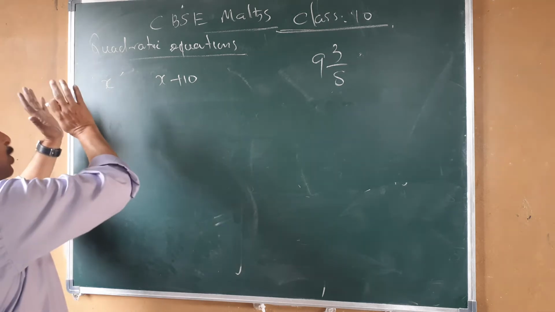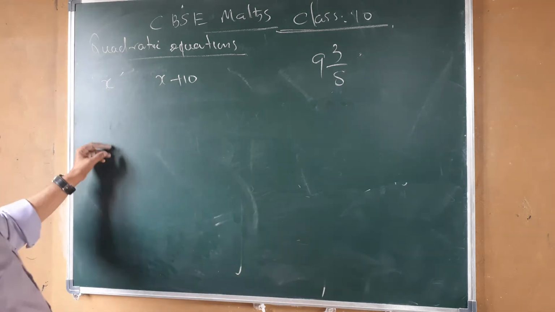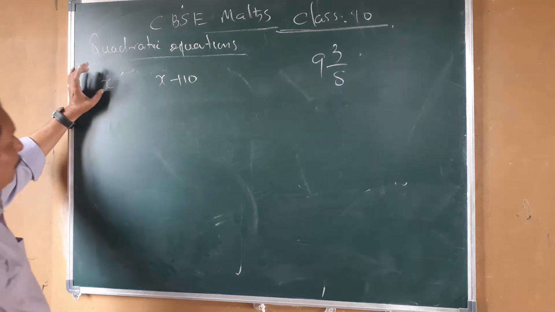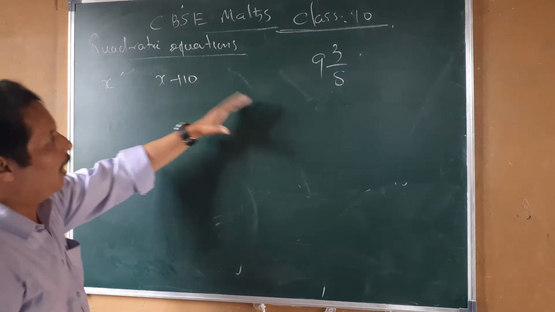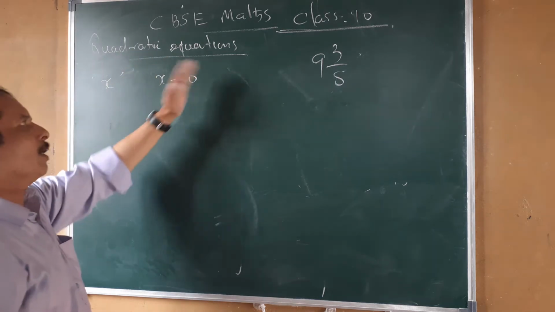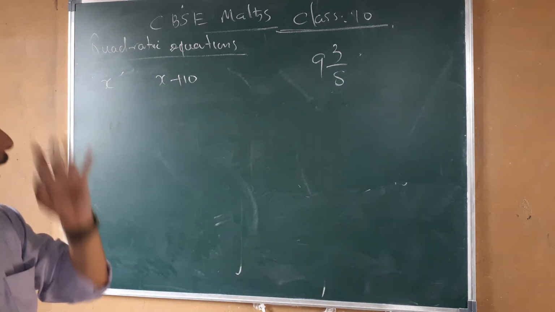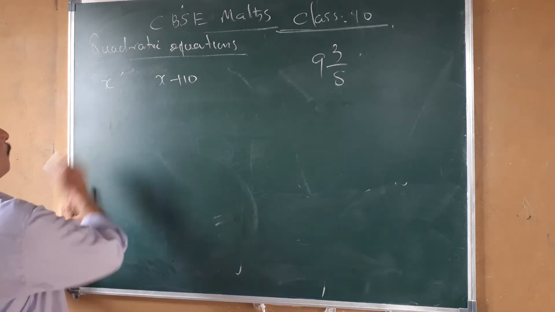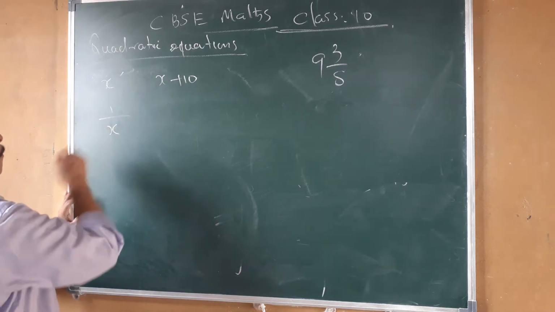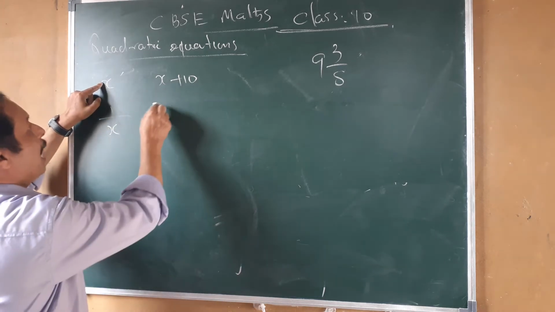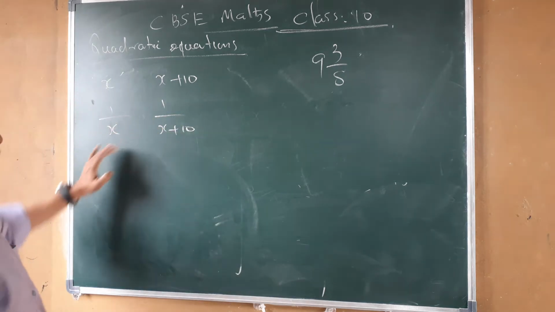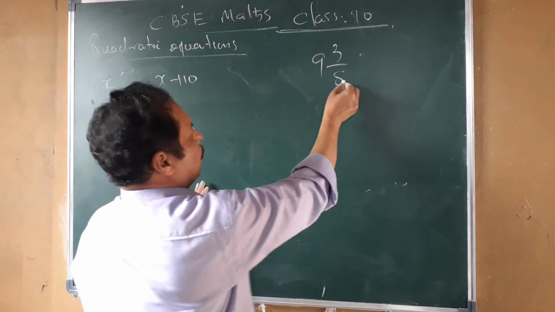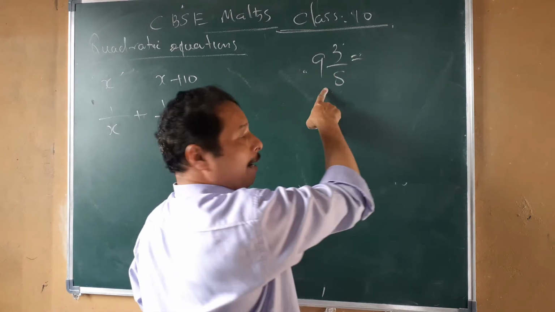So if you assume the time taken by the larger pipe is x hours to fill the tank, and that of the smaller one is automatically x plus 10. You get the idea and complete it. The tank filled by this is 1 by x, the other one is 1 by x plus 10. Is it clear? If you add it, you complete this, it's a mixed fraction.